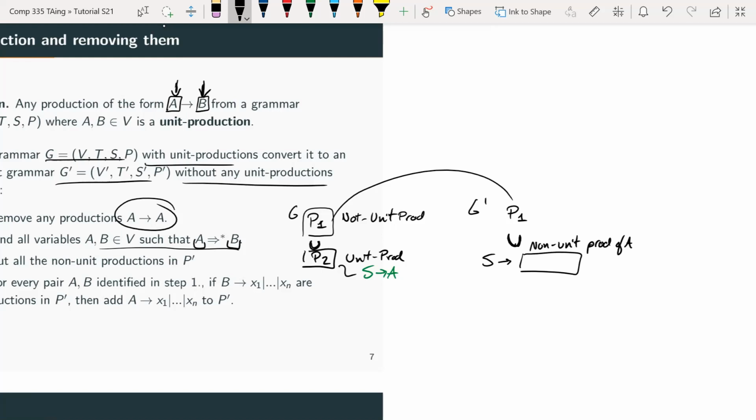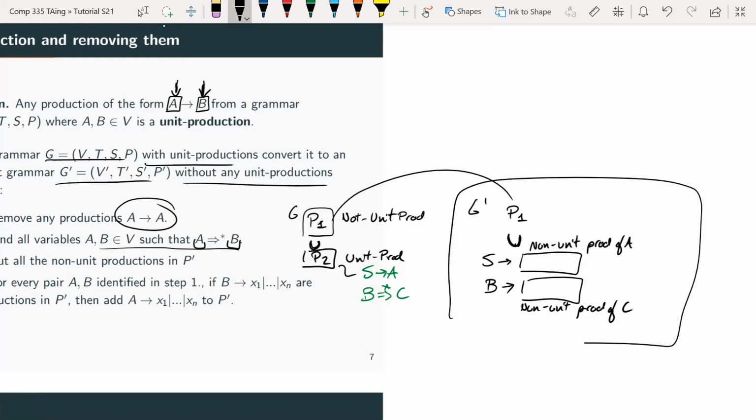So let's say you also had B gives you, in one or more derivations, C. Then you would also have to add to G prime B gives you all of the non-unit productions of C, okay? And in this way, if you do this for all of the unit productions and all of the derivable unit productions, let's call them, then you'll get an equivalent grammar G prime that has no unit productions, okay?